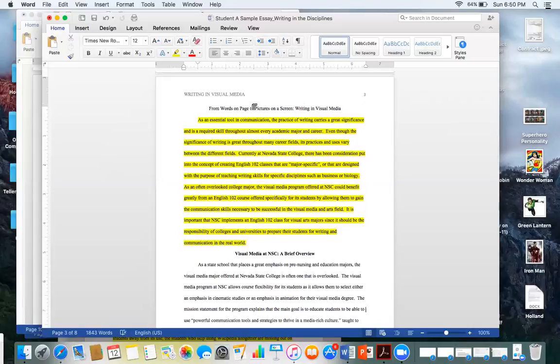So the student's title is From Words on a Page to Pictures on a Screen, Writing in Visual Media. I'm going to read this introduction for you, and then we're actually going to go through the pieces of it so you can see how you might be able to model it in your own paper. As an essential tool in communication, the practice of writing carries a great significance and is a required skill throughout almost every academic major and career.